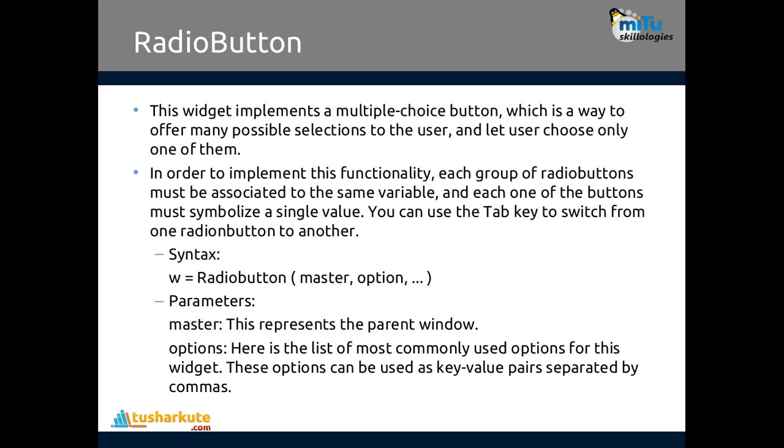Now let's look at one more important control or widget, the radio button. This widget implements a multi-choice button, which is a way to offer many possible selections to the user and let the user choose only one of them. We have come across radio buttons multiple times. Out of multiple radio buttons, only one will be activated, and which one the user has selected, we can read with the help of event handling.